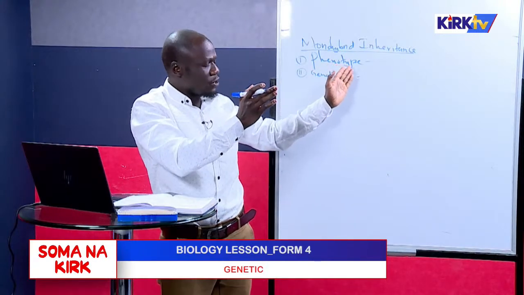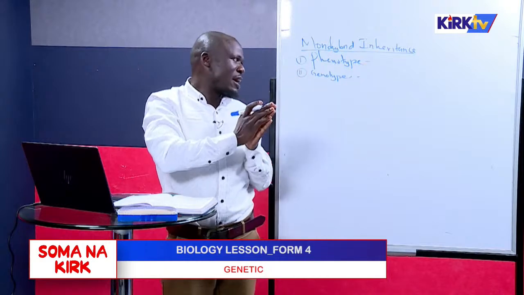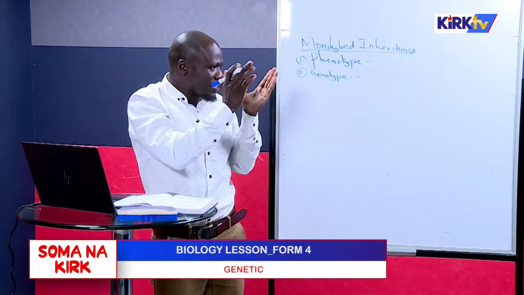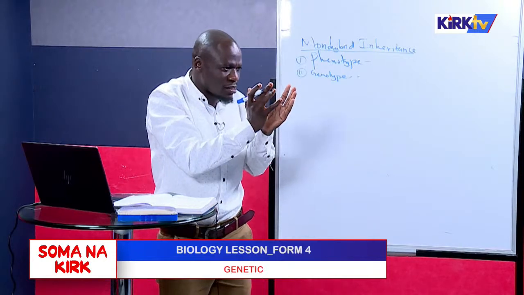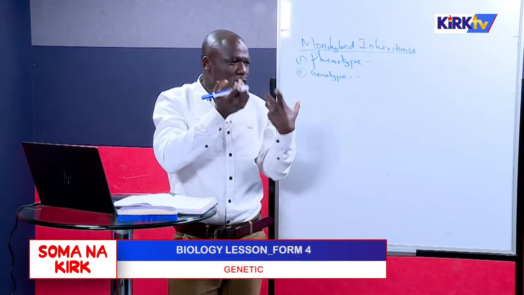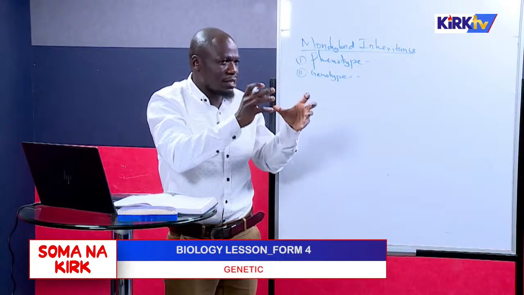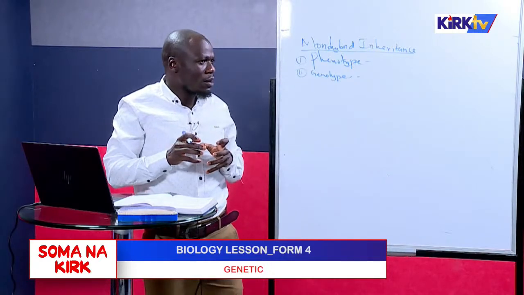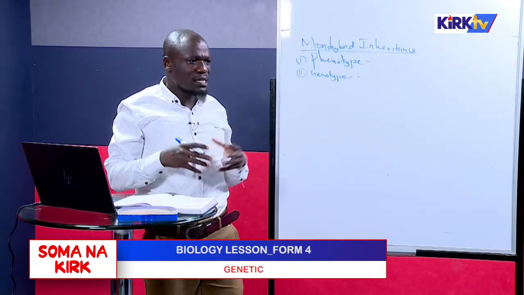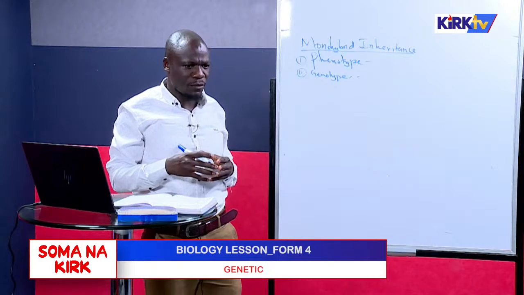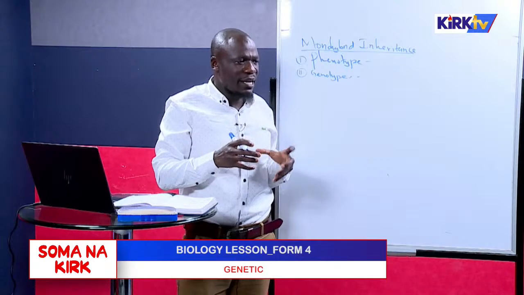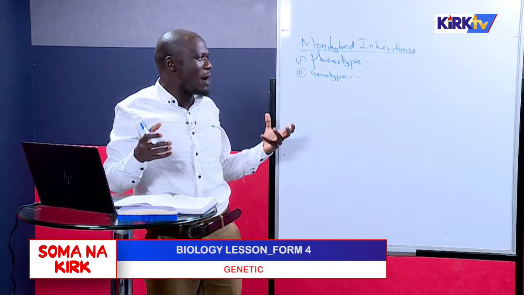If I have to differentiate the two terms, or to make the learner know the difference between the phenotype and the genotype, a phenotype is the physical or observable feature or the outer appearance of an organism. What you'll be able to observe from the outside, the observable characteristics in a given organism. For instance, I want to give a good example. The skin color of a human being is a physical observable characteristic in a given organism.